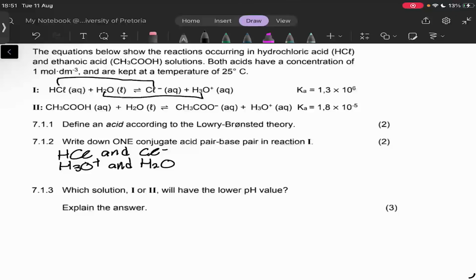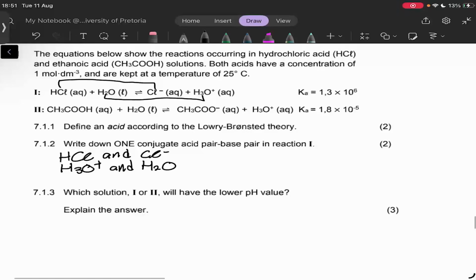I see a question. I will circle back at the end. I do want to make sure I can get through the paper without rushing towards the end. So yeah, we have our acid pair and base pairs in reaction one over there. What we can see is that our acid, hydrochloric acid, once it donates the proton, what's left of it is the conjugate base. With our water, once it accepts the proton, what it becomes is the conjugate acid. Cool. Now let's move on to the following question.